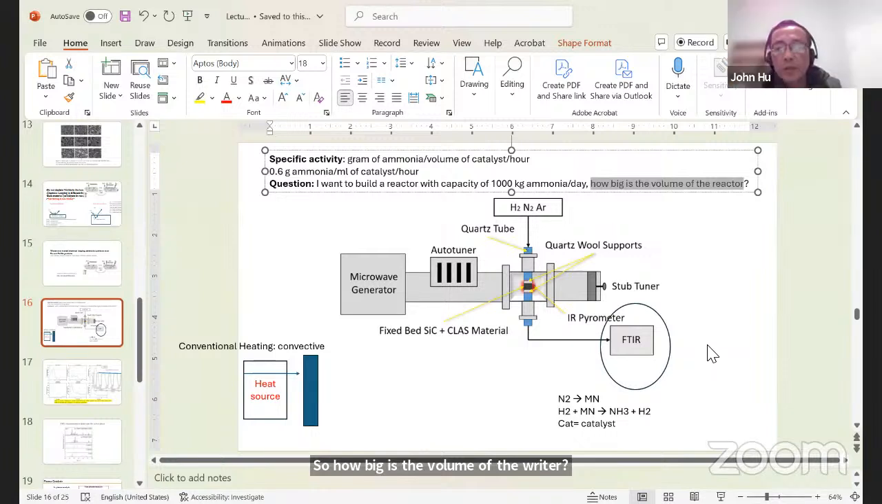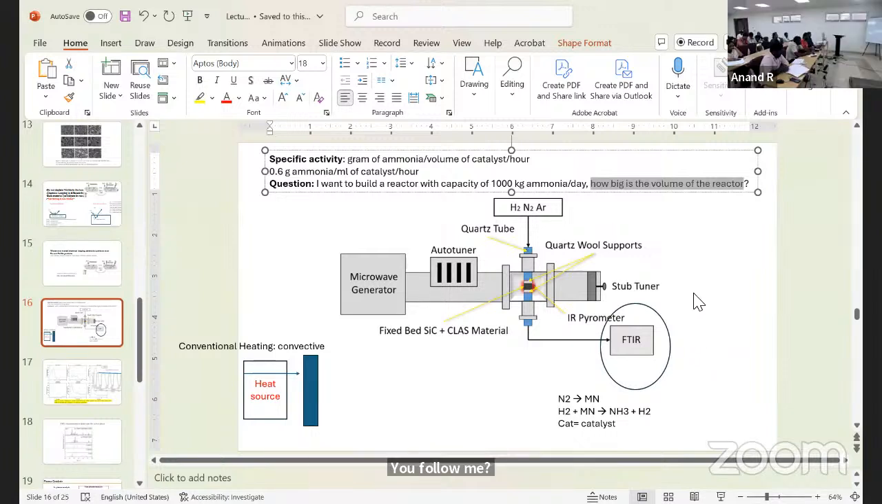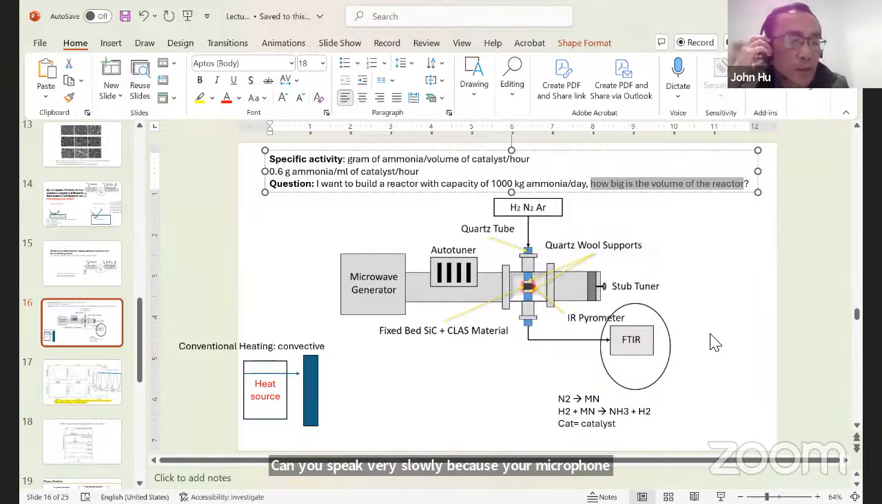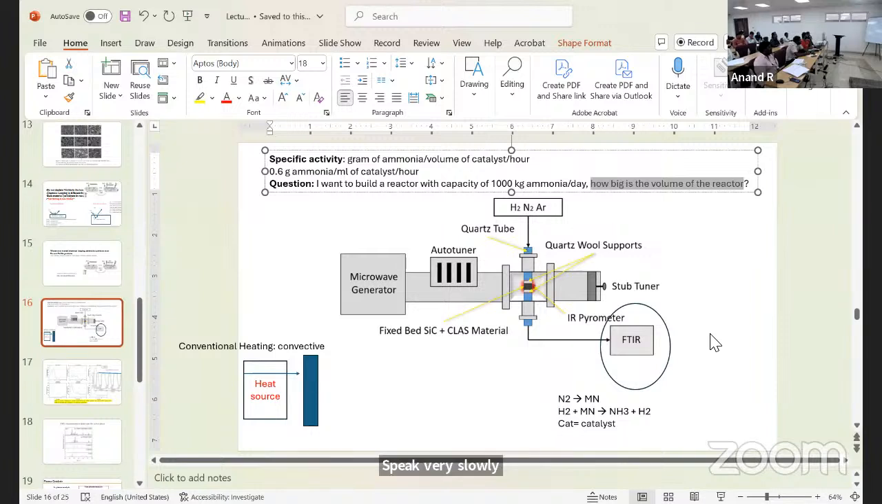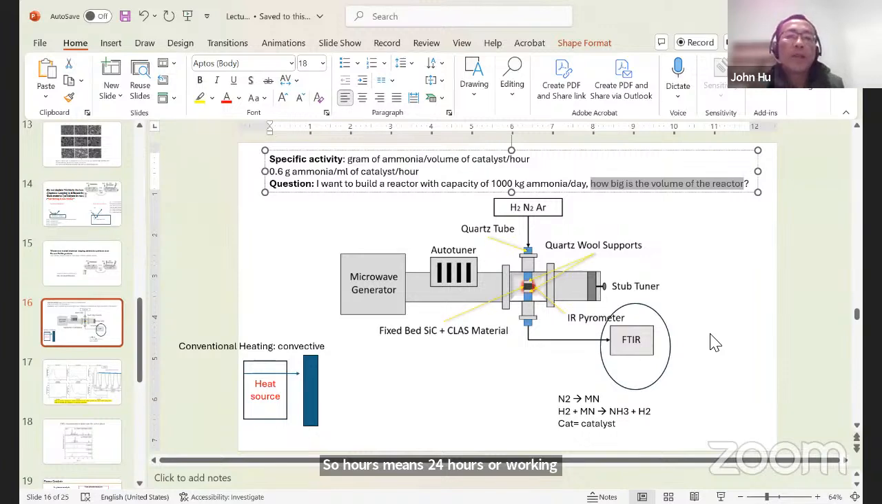If somebody has any questions? The thing is how many hours, is it out of 24 hours or 8 hours? I could not hear you. Can you speak very slowly because your microphone has some feedback. What's the question? Yes, sir. The question is, you have mentioned the hours. So hours means 24 hours or working hours like 8 hours. Thank you.